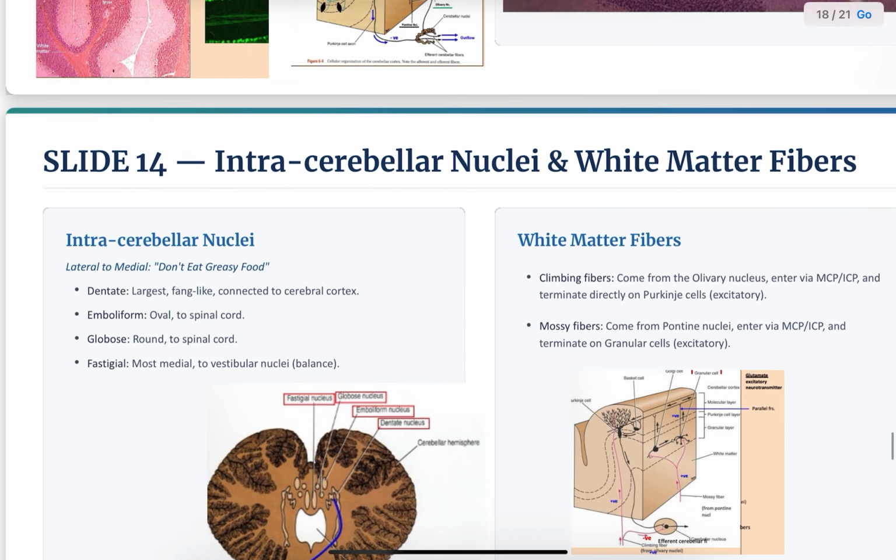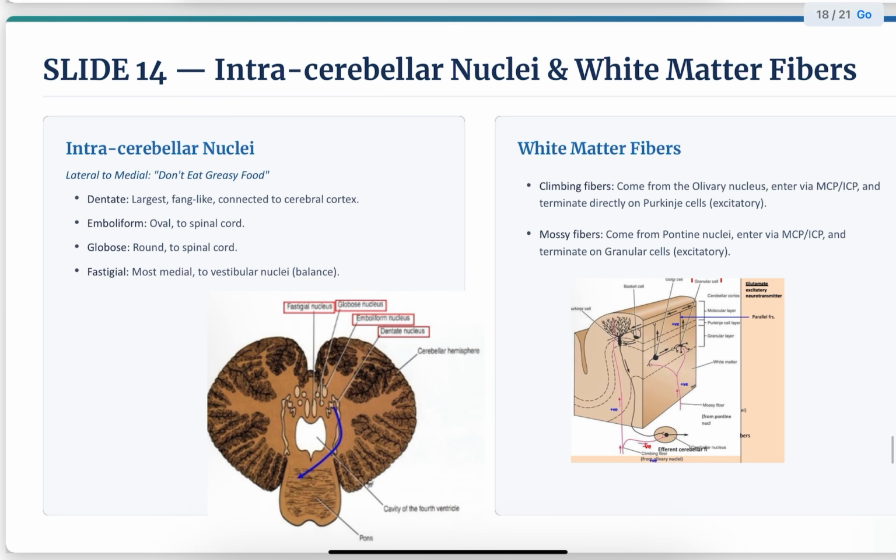Okay. Now, deep inside the cerebellum, we have the intracerebellar nuclei, and we're also going to talk about the white matter fibers. So, from lateral to medial, we need to remember the mnemonic "don't eat greasy food." So the most lateral, I have the dentate. So it's dentate, emboliform, globose, and fastigial.